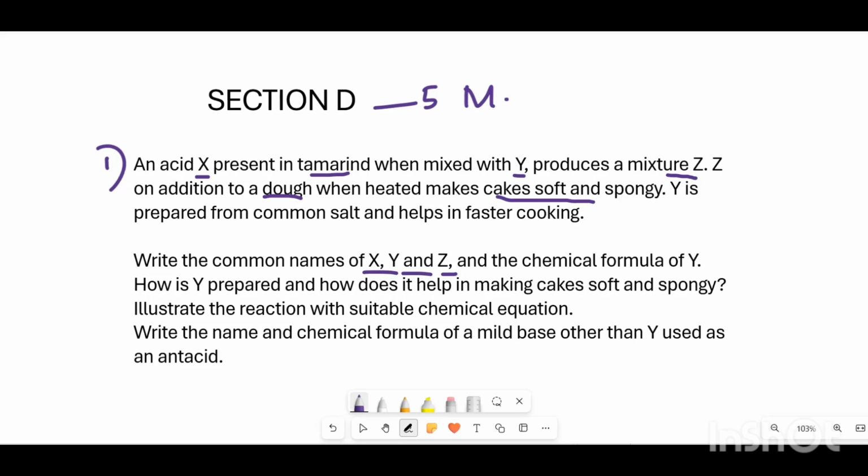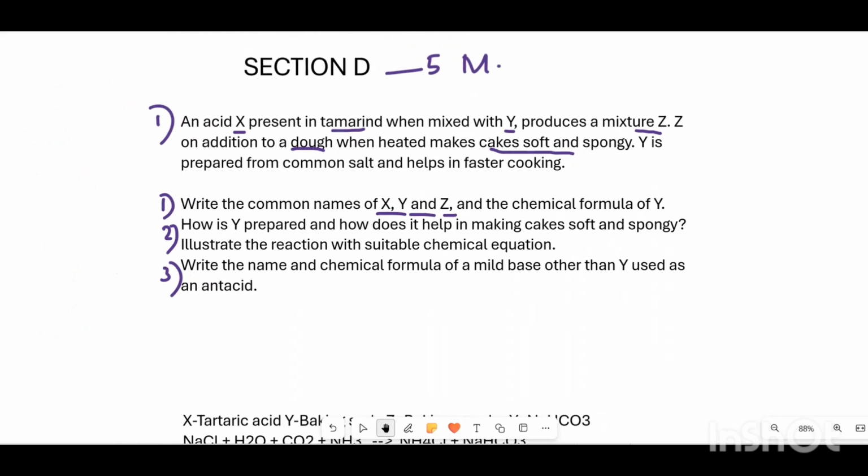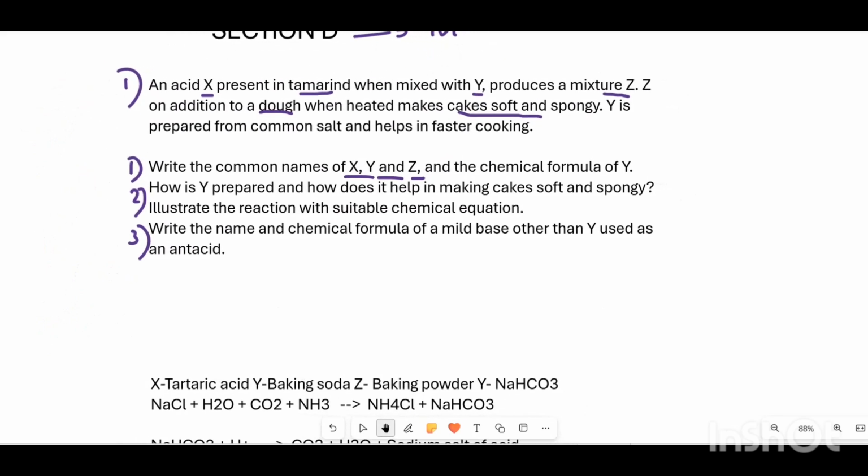Write the name and chemical formula of a mild base other than Y used as an antacid. You should write the common names of X, Y, Z, how Y is prepared, write the chemical reaction, and then write the chemical formula of a base other than Y. Okay, I think you understood the question. Now we look into the answer. An acid X present in tamarind: here the acid is tartaric acid, because tamarind contains tartaric acid.